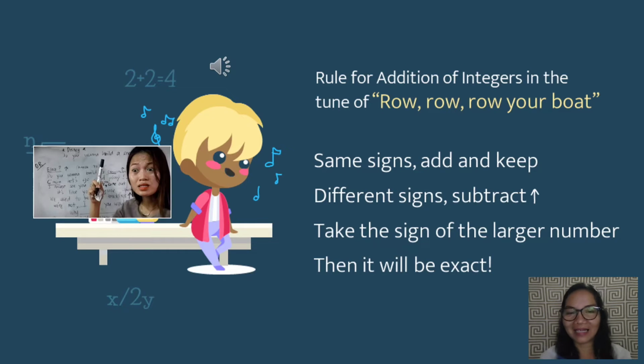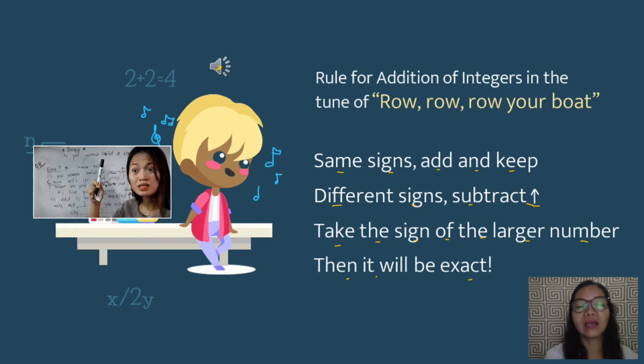Okay, so let us apply the rules in adding integers. Again, same signs add and keep, different signs subtract. Take the sign of the larger number, then it will be exact. Okay, one more time. Same signs add and keep, different signs subtract. Take the sign of the larger number, then it will be exact.